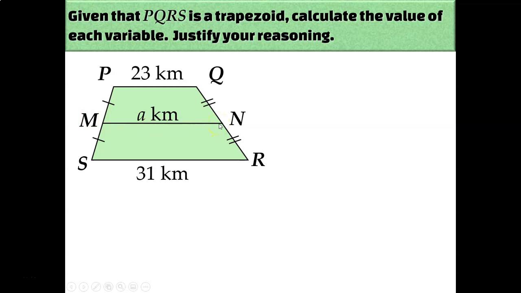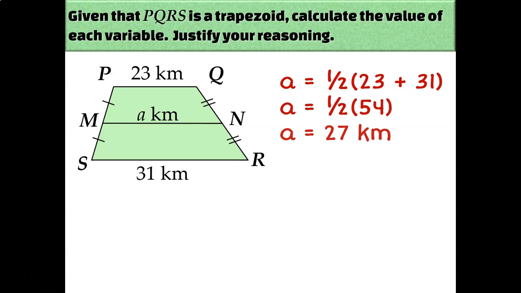MN must be the midsegment of this trapezoid because M is the midpoint of PS, because PM and SM are congruent. And N is the midpoint of QR because QN and RN are congruent. By the way, you can identify that this is not an isosceles trapezoid because these two sides are marked with different segment markings than these two sides. But that doesn't matter for the midsegment. The midsegment will always just be the average of the bases. So A would be equal to 1/2 of 23 and 31. So 1/2 of 54, A must be 27 kilometers.